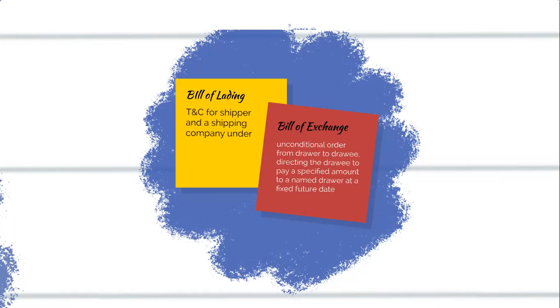However, the bill of exchange is an unconditional order in writing. It is drawn from one person, that is called the drawer, to the other person who is called the drawee, and it directs the drawee to pay a specified amount to the named drawer at a fixed or determinable future date.